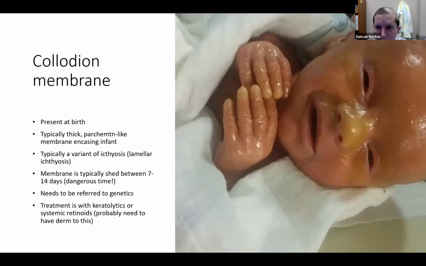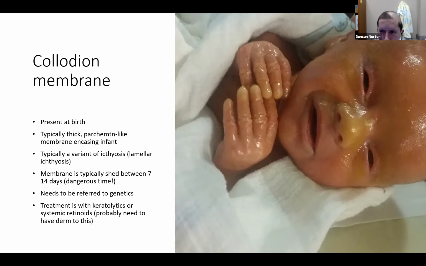It's typically a very thick parchment-like membrane that is encasing the infant. It is a variant of lamellar ichthyosis. Initially, you don't have to worry about this the first week of life. It's the second and third weeks of life that you've got to worry about this, because that's when this membrane is shed, and it's a shedding of the epidermal layer.